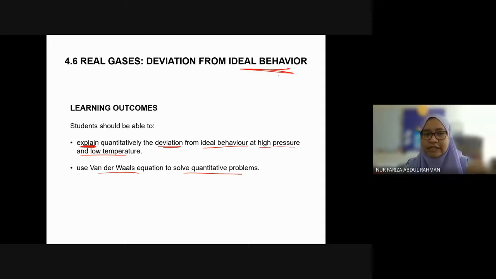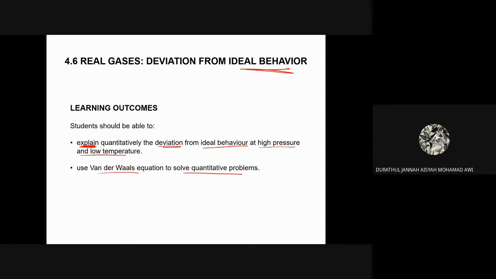So initially, we have real gases behaving as ideal gas. What are the two ideal behaviors or conditions that we can assume the gas to be ideal gas? What is the condition, or what is the behavior? Repulsion.